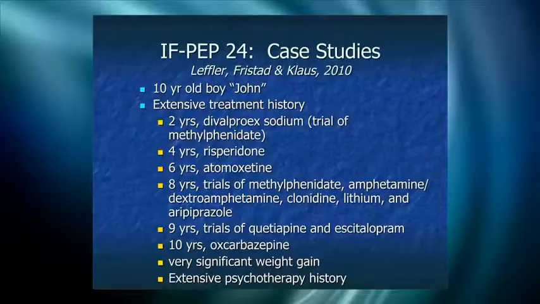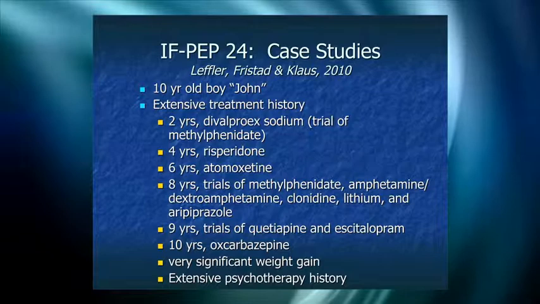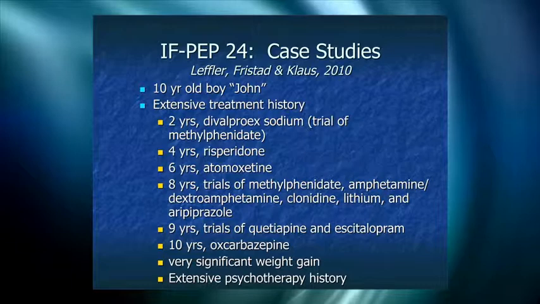A 10-year-old boy, we'll call John, also had a very extensive treatment history: 2 years on Divalproex, 4 years on risperidone, 6 years with atomoxetine. Some of these were stacked on top of each other. By 8 years, he'd had multiple trials of a variety of medications you see listed there. Same at years 9 and 10.